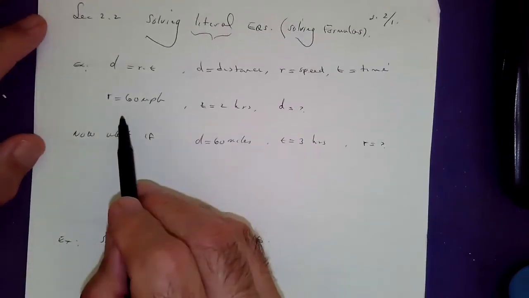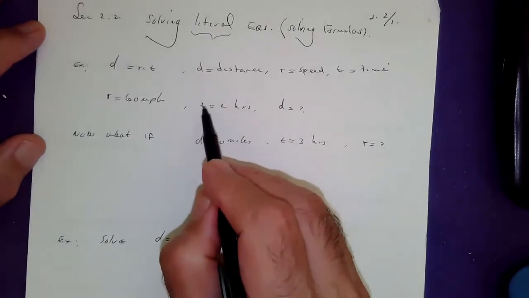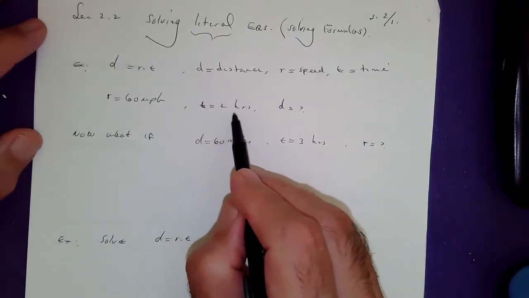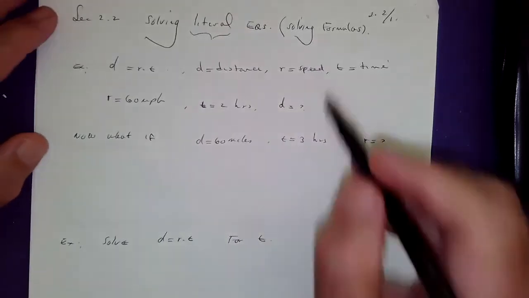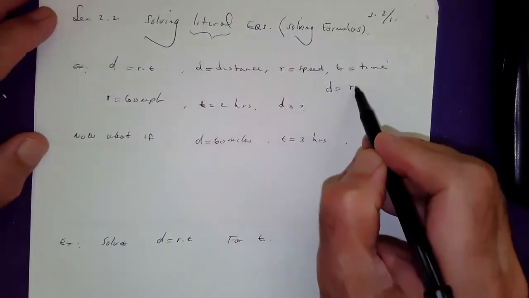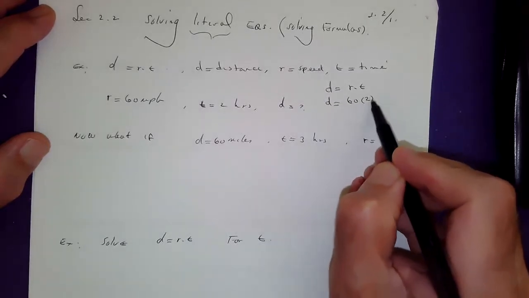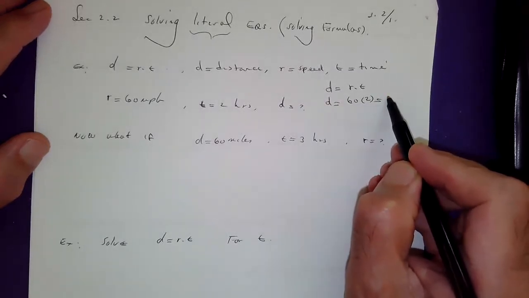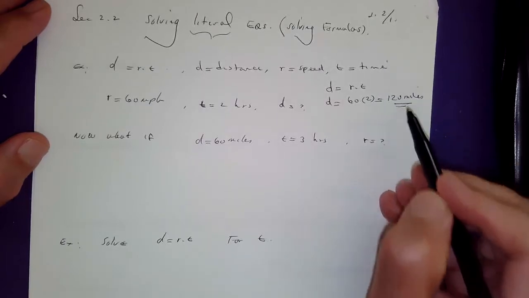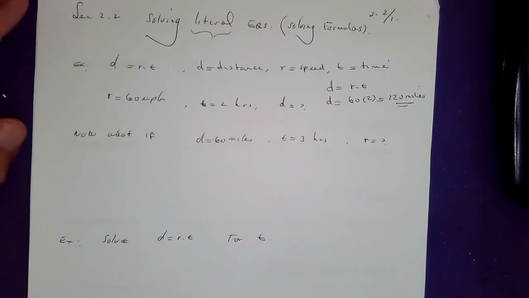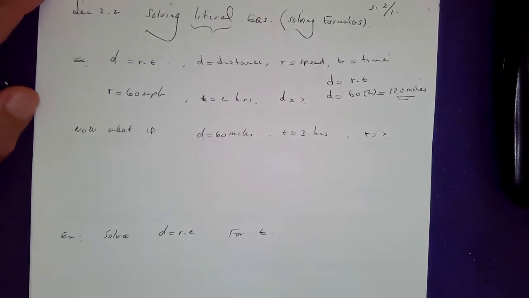So the question is, if the speed of a car is 60 miles an hour, and it took the car to go from point A to point B in 2 hours, what was the distance? How far did the car travel? If you just go to the distance formula and replace the r with 60, the t with 2, you get what? 120 miles. That's how far the car traveled from point A to point B in 2 hours with the speed of 60 miles an hour.